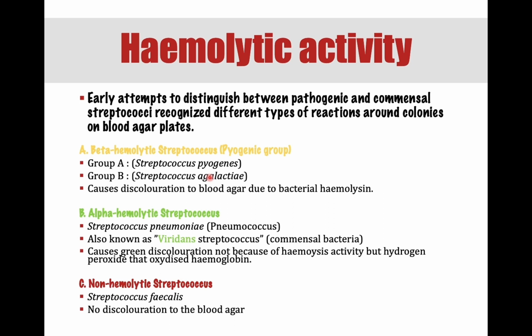Commensal Streptococcus are often called viridans Streptococcus, which refers to their alpha hemolytic property, where viridans means green. Okay, that's for the alpha.